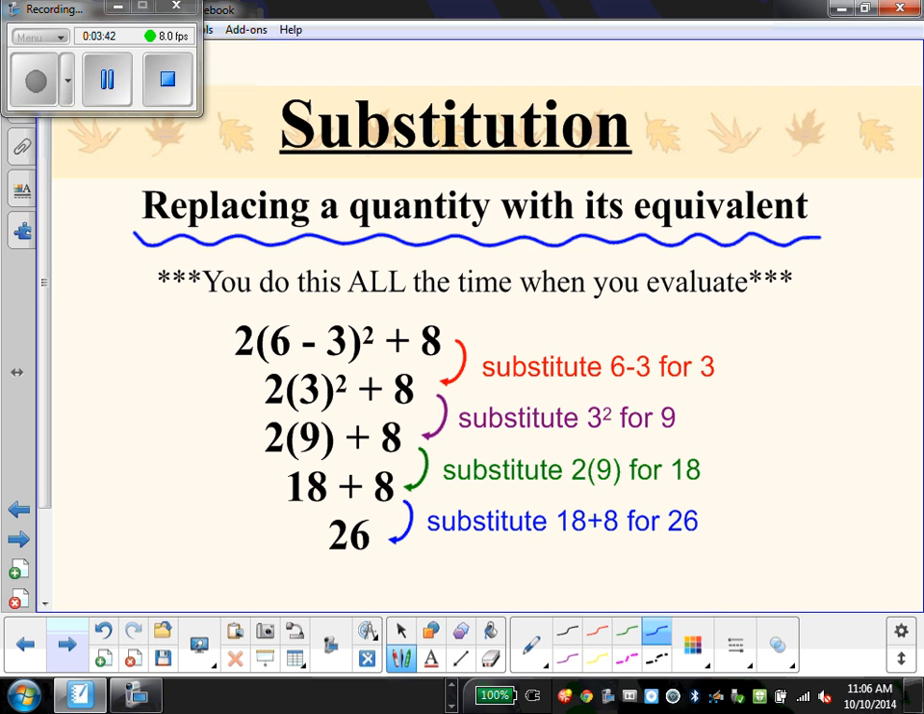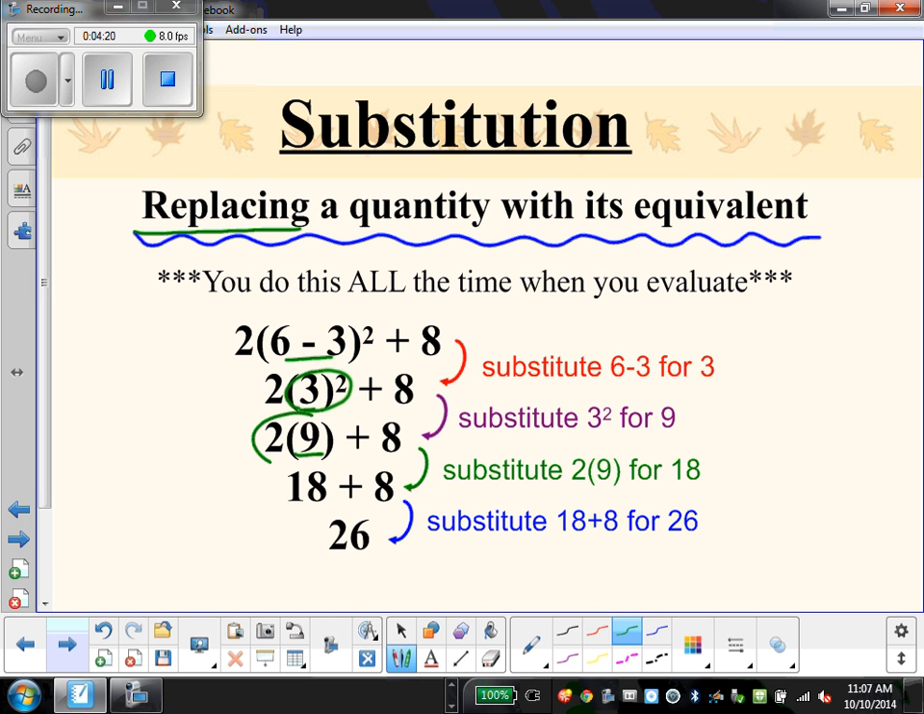You have been doing this all along since you have begun evaluating. When you are told x is 3 and you plug in 3, you are doing a substitution. When you simplify or evaluate an expression, every time you replace, you are performing substitution. 6 minus 3 equals 3. That was a substitution. 3 squared equals 9. That's a substitution. We had 3 squared, we replaced it with 9. So again, replacing is a key word with substitution.